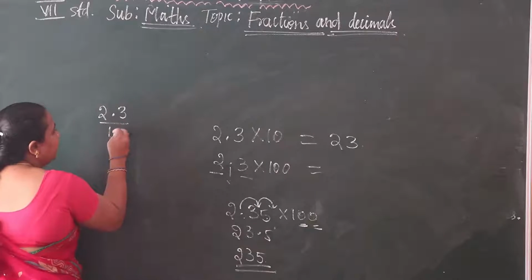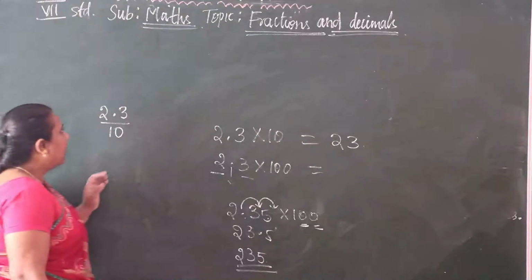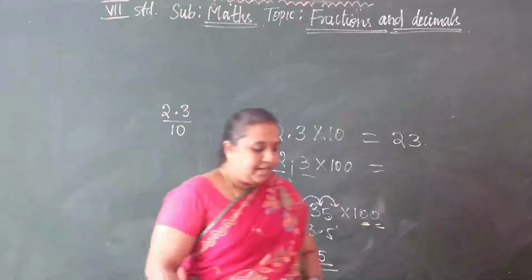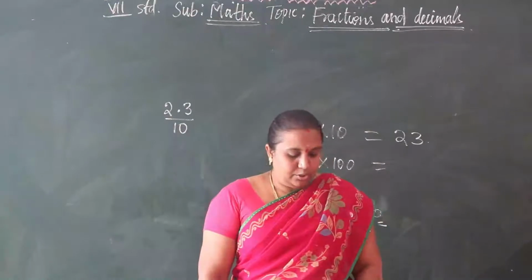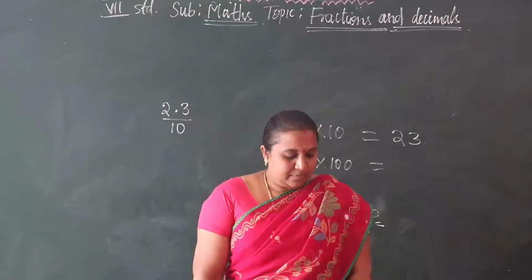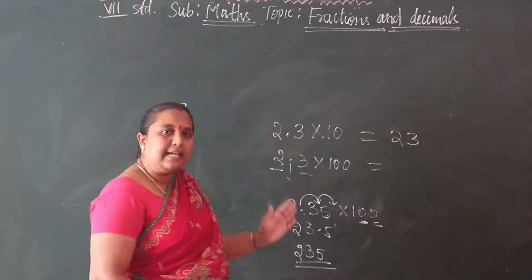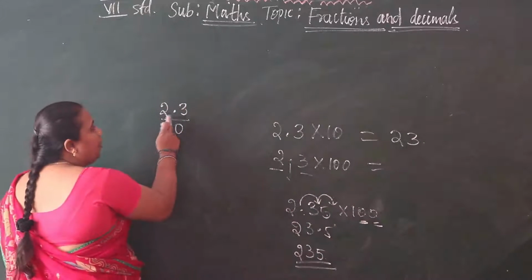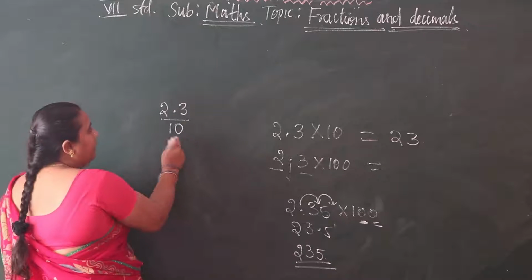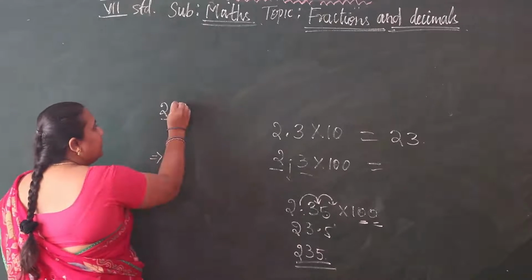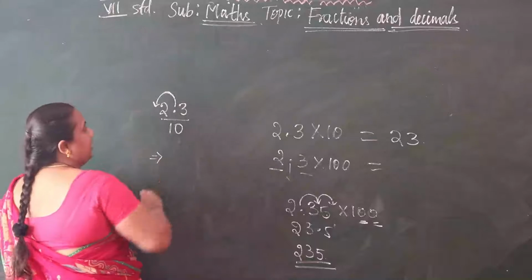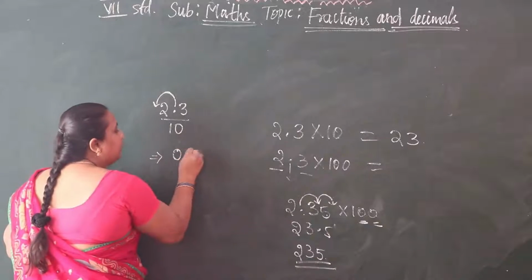2.3 divided by 10. Okay, 2.3 divided by 10. So here also you have to shift the point. So 2.3 is divided by 10, we have to write this. This point is shifting to this side. So 0.23.